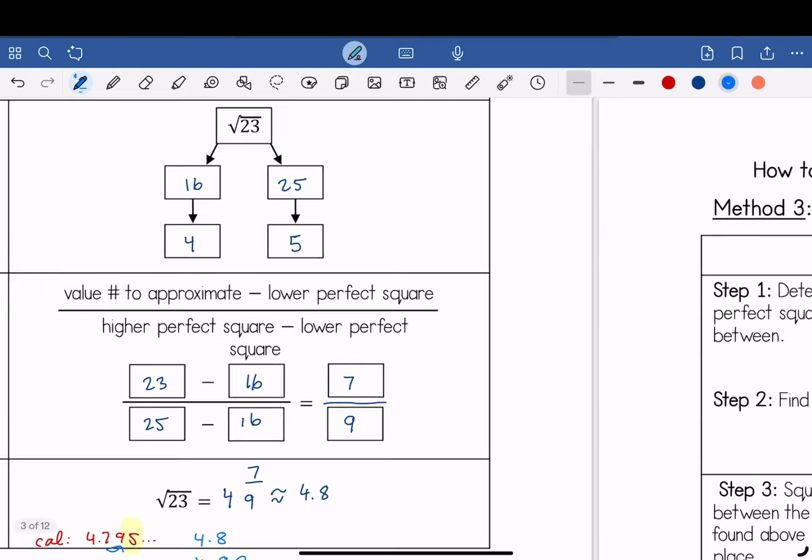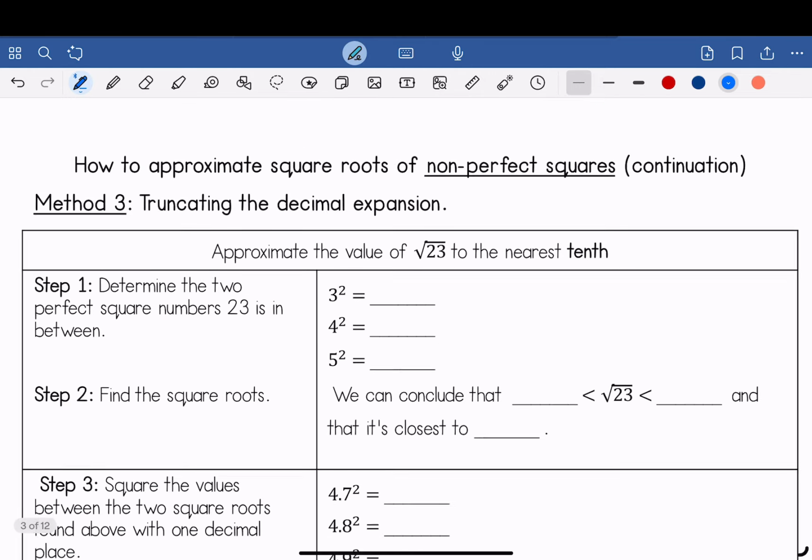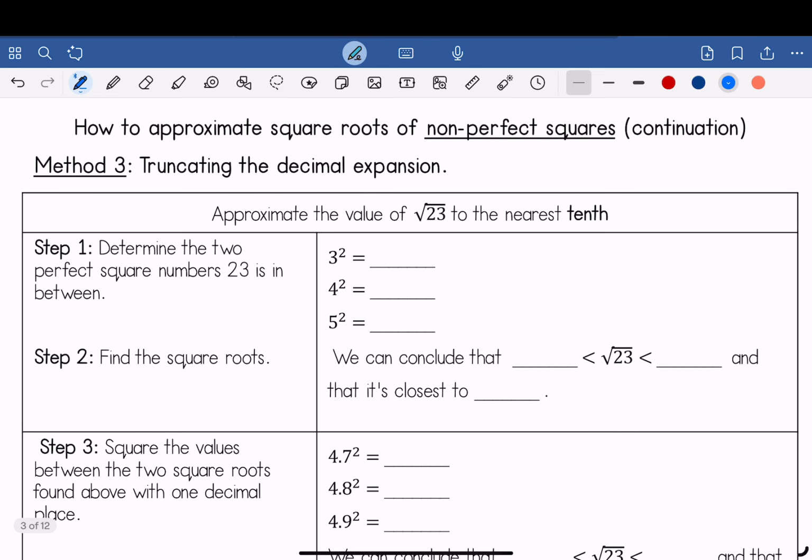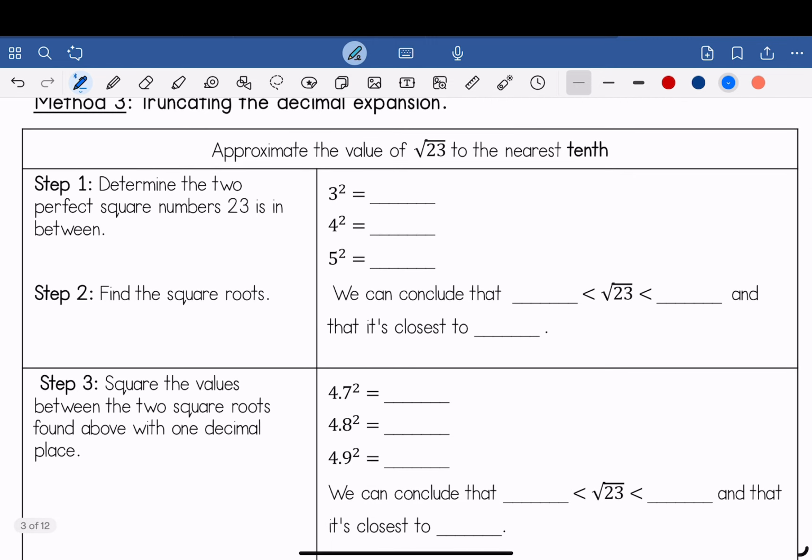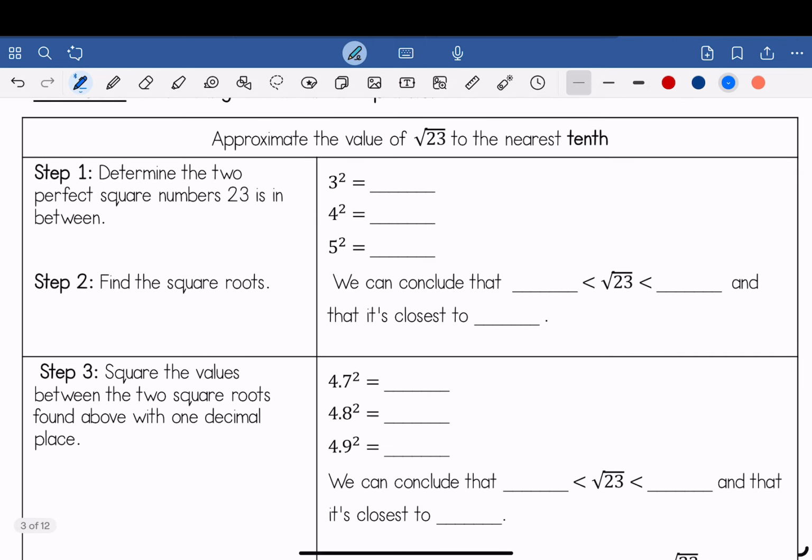Okay, so we will move on to the next method, the final one. How to approximate square roots of non-perfect squares using truncating the decimal expansion. So approximate the value, same one, the square root of 23 to the nearest tenth. Step 1, determine the two perfect square numbers 23 is in between. So first we will find what that could be.